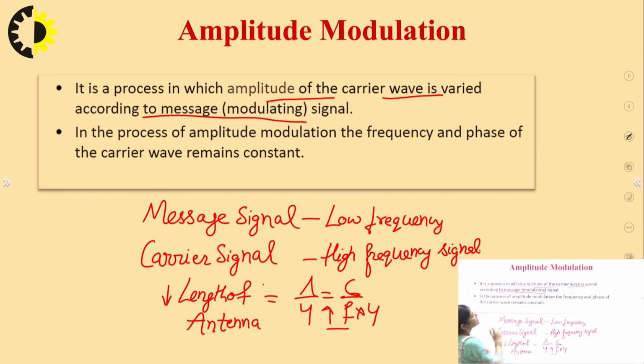So in the process of amplitude modulation, the frequency and the phase of the carrier wave remains constant. In a signal, we are having amplitude, frequency and phase. In the case of amplitude modulation, only the amplitude of the carrier is varied. The phase and frequency of the signal, carrier signal, remains constant.